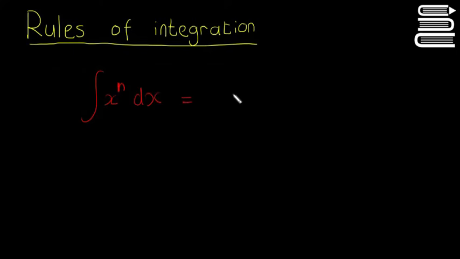When you integrate that, it's going to change to x to the power of n plus 1 divided by n plus 1. So this is basically the opposite of differentiation again. With differentiation, you take away 1 and then you multiply it by whatever that is. But this one's a little bit different. You add 1 and you divide it.